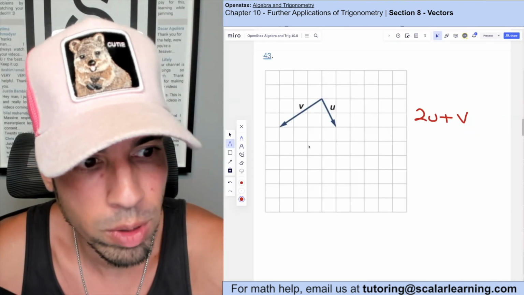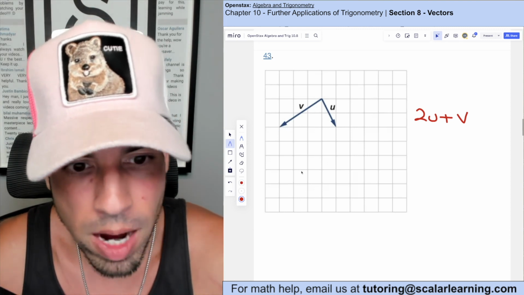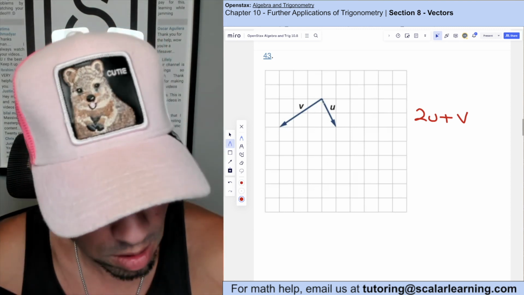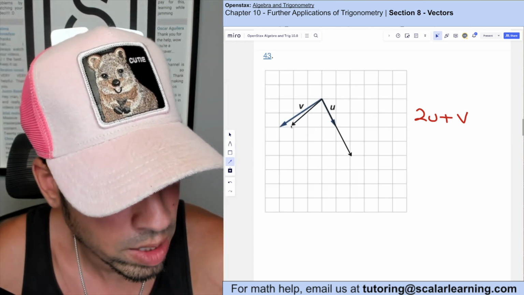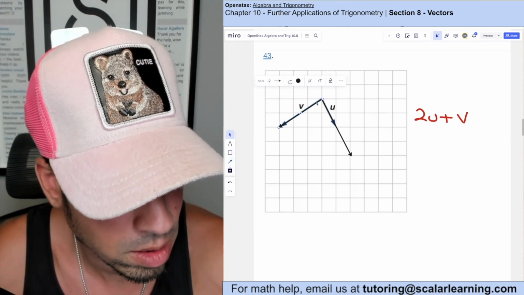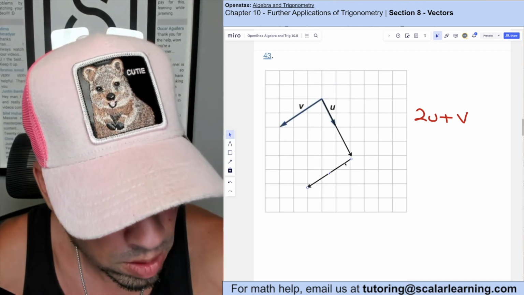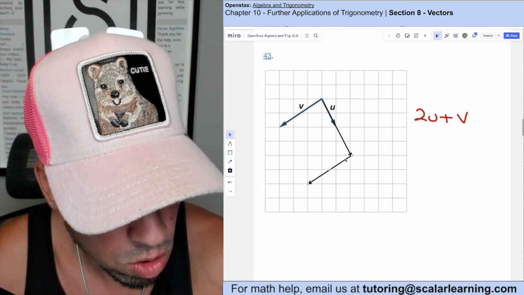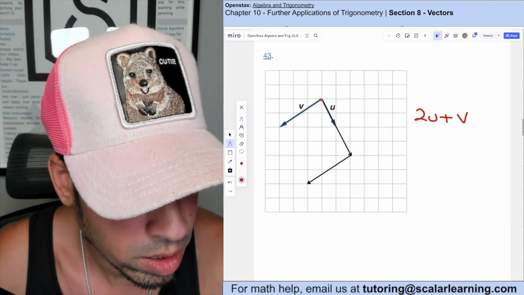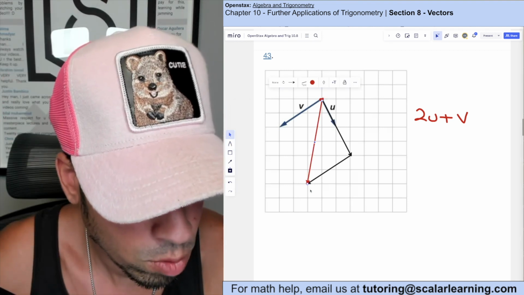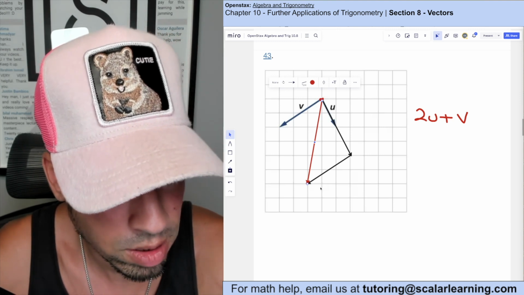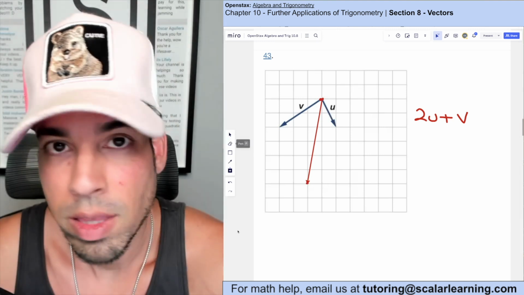And the way we're going to do it is we're going to first find 2u, which we can do by just taking the existing u and doubling it. So there's 2u, and then we're going to add v to it, again, going from head to tail. So here's v, and I'm going to move it down head to tail like so. And then now we get our nice starting point here and an ending point here. Now we connect the dots, and there we go. You see we go down 6 to the left by 1. That's how you do it.